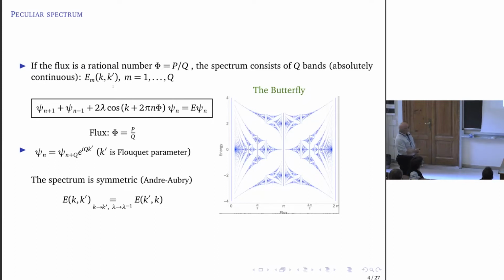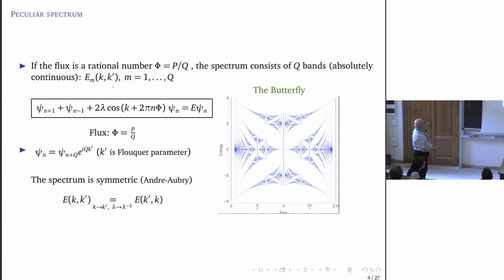So for example, if the flux is one half, P is one, Q is two, then there are two bands, that band and that band, and they touch each other, like a kind of gap. But if it is one third, there are three bands. If it is one fourth, there are four bands: one band, another band, another band, another band. Anyway, the number of bands is Q. So for example, if the flux is one third, then we have three bands, which I couldn't find.